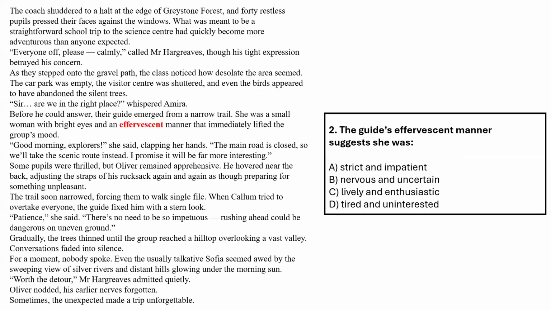The guide's effervescent manner suggests she was A, strict and impatient, B, nervous and uncertain, C, lively and enthusiastic, or D, tired and uninterested. Once again, guys, let me know in the chat box. And remember, guys, look for those clues. Do not guess. We do not have to guess.